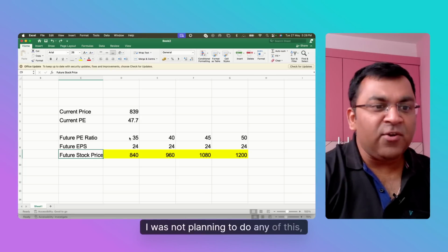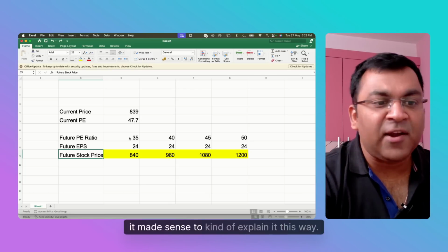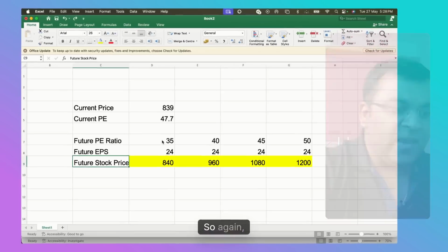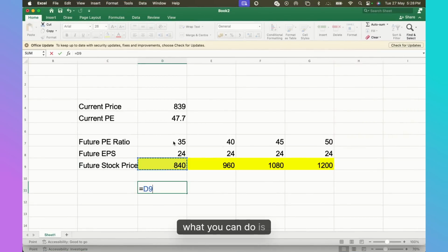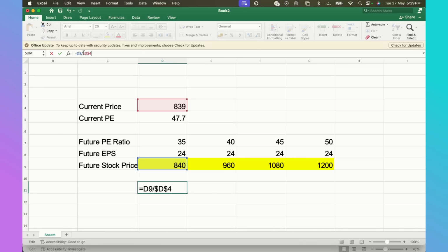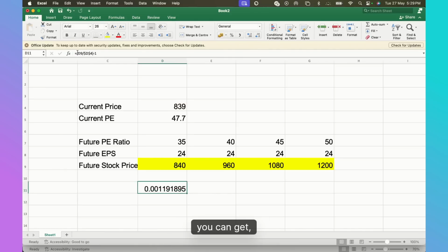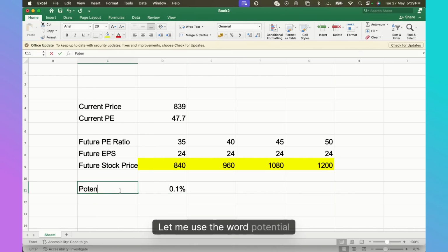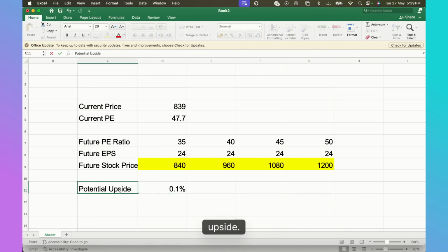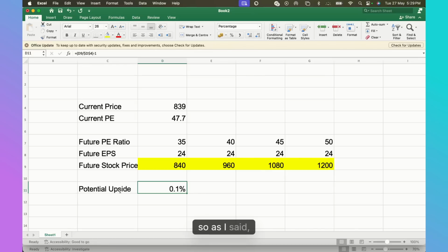I was not planning to do any of this, but it made sense to explain it this way. So again, what you can do is divide by this number and subtract 1, and you can get, let's say, let me use the word potential upside. Okay, so as I said, at a PE ratio of 35, it's like nothing, it's par for the course.